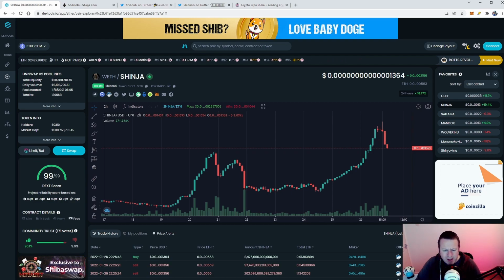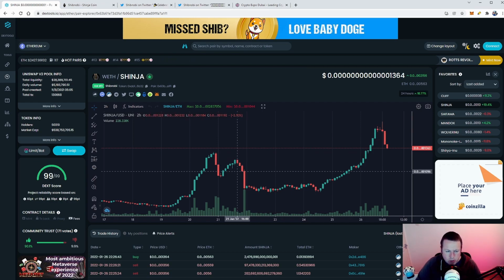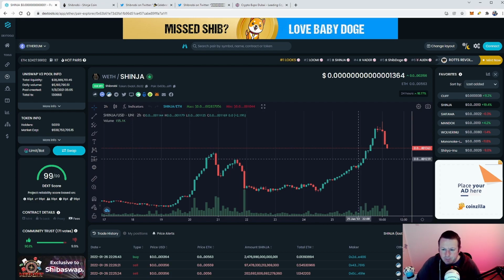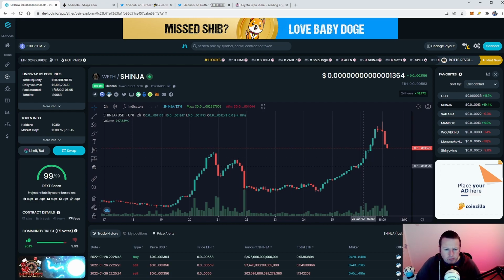Shibnobi's having a massive run-up. We are seeing a bit of sell-off right now, but that's only natural. On the 2-hour chart, over the last couple of days, it had a huge run-up, over 20% at the minute, and was up nearly 40% at the start of the stream that I do every night.